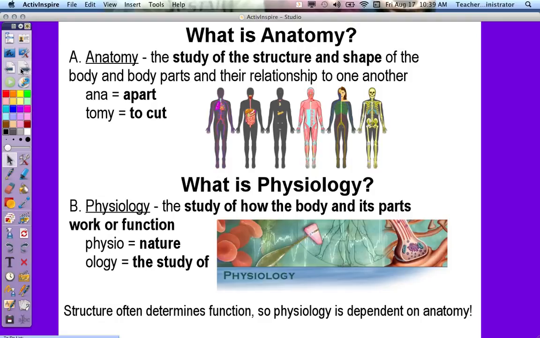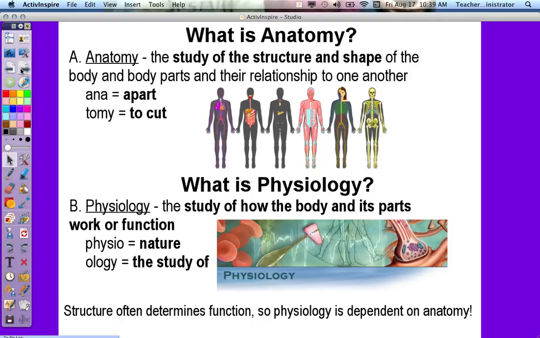Anatomy is when we are going to be just studying the structure and shape of the body. We're studying its parts. We find out where organs are located. We find out what their parts are. That will be anatomy. If you break that word up, ana means apart, tomi means to cut. So literally we are cutting the body into its parts to study them.